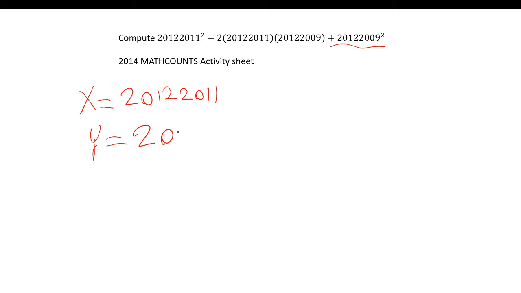So here I can just assign a variable. So I'm going to say x equals 2012, 2011. And what else? I see this is y. I'm going to say y. The value of y is just this number right over here. 2012, 2009.